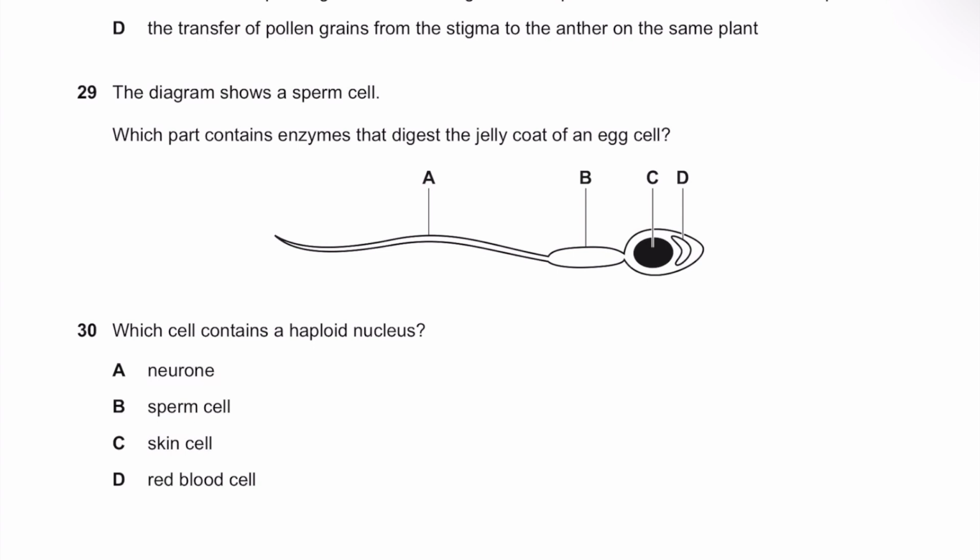Number 29. The diagram shows a sperm cell. Which part contains enzymes that digest the jelly coat of an egg cell? So, you're looking at a sperm cell.